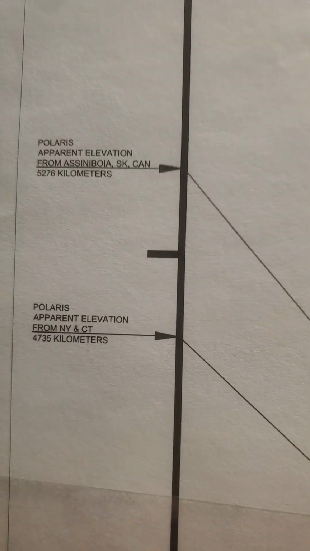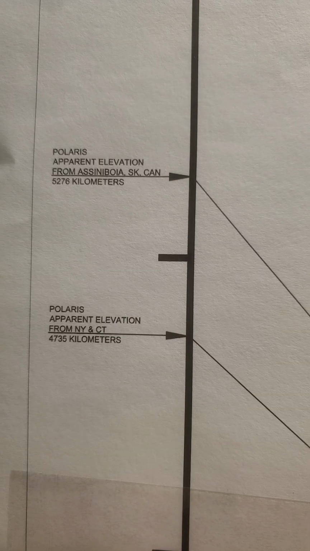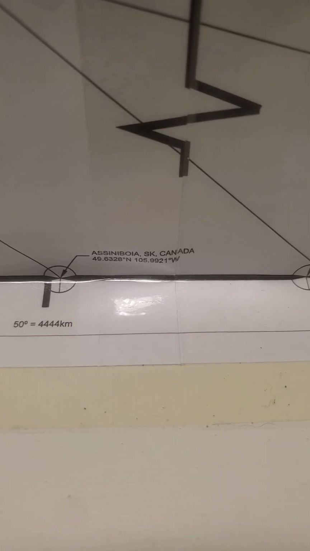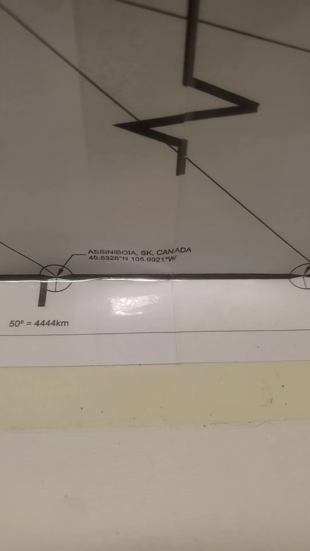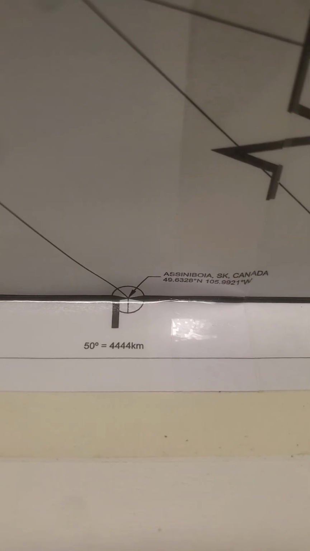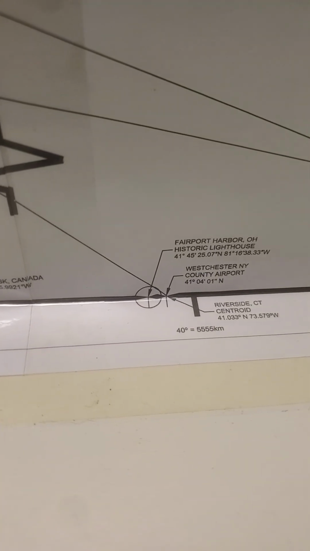However, by the same logic, when you view Polaris from Assiniboia, Saskatchewan, Canada, which we find here at 49 degrees, 0.6328 of a degree. Sometimes locations are given in decimal degrees instead of degrees, minutes, seconds. It is what it is. Anyway, when you view Polaris from Assiniboia, it appears to be higher because it's at a higher angle. And the baseline there is fixed.